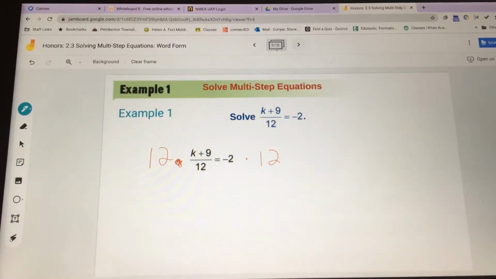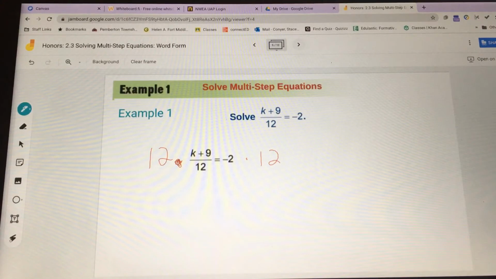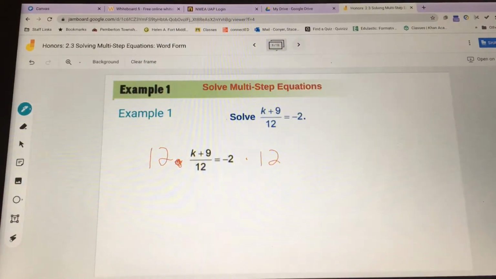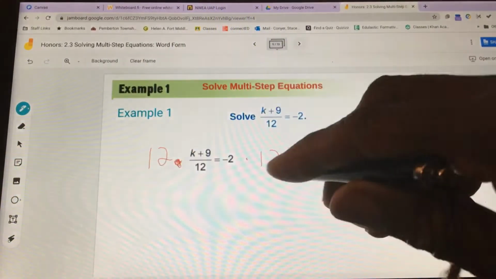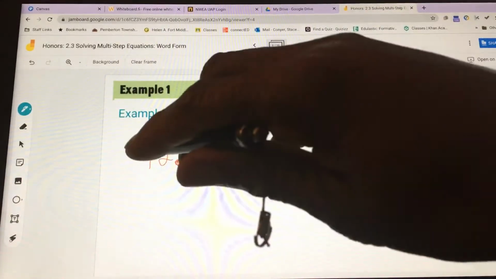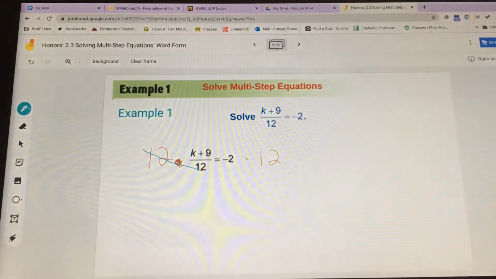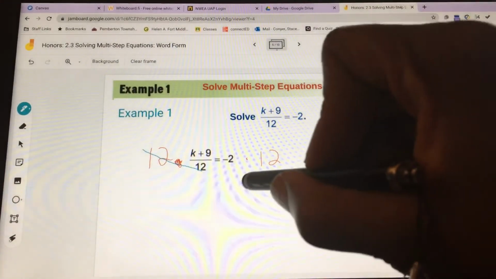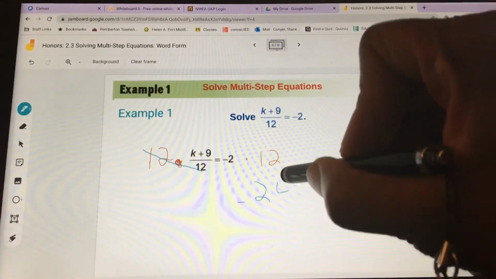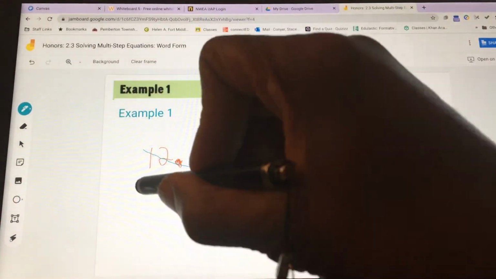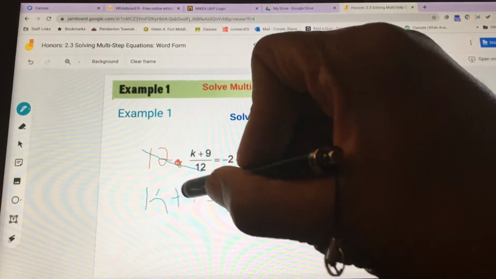Here we have k plus 9 divided by 12 equals negative 2. The first step, we need to get rid of the denominator. By doing that, you have to multiply both sides by 12. When you do that, the 12s will cancel to 1. On the right side, you have negative 2 times 12, which is negative 24. And on the left, you just recopy what's left over, k plus 9.